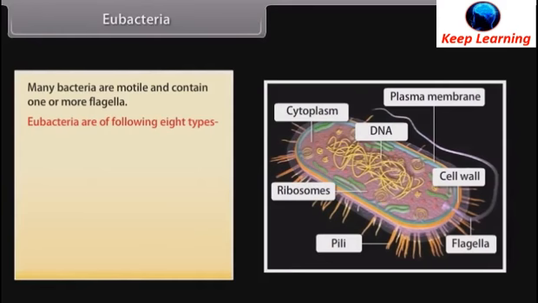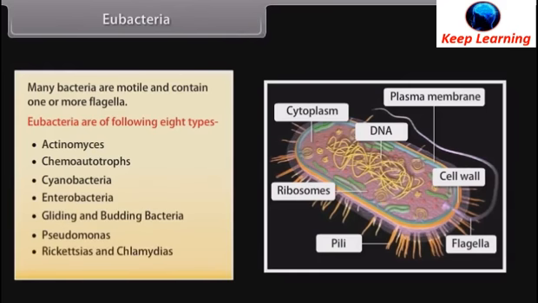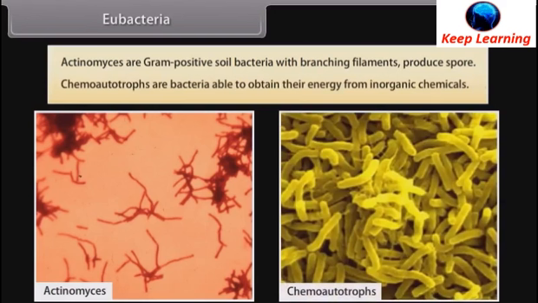Eubacteria are of the following 8 types: actinomyces, chemoautotrophs, cyanobacteria, enterobacteria, gliding and budding bacteria, Pseudomonas, rickettsias and chlamydias, spirochetes. Actinomyces are Gram-positive soil bacteria with branching filaments that produce spores. Chemoautotrophs are bacteria able to obtain their energy from inorganic chemicals.